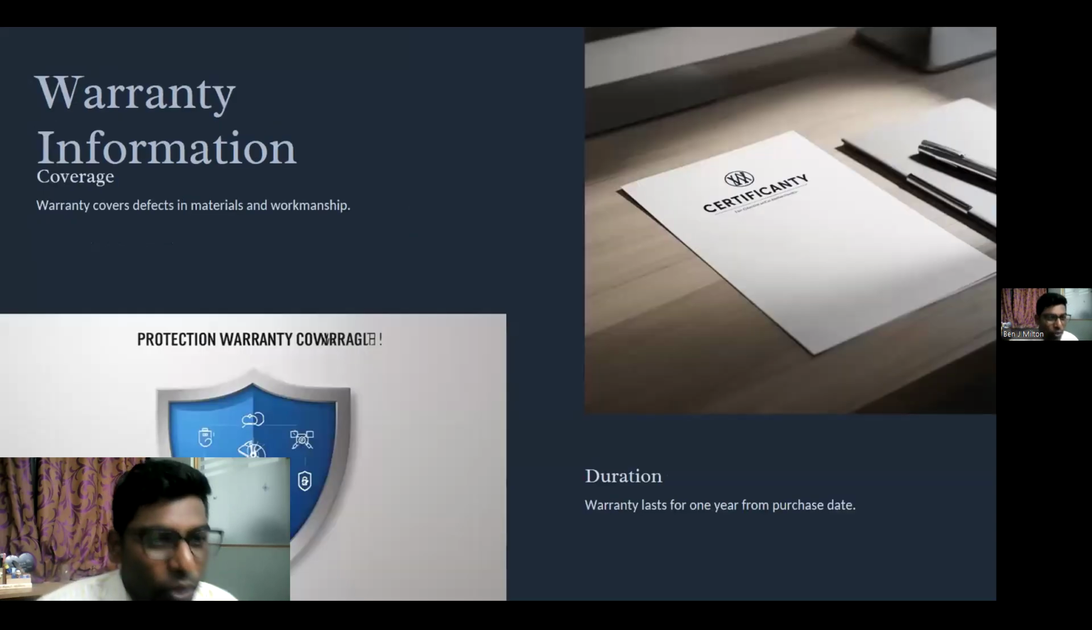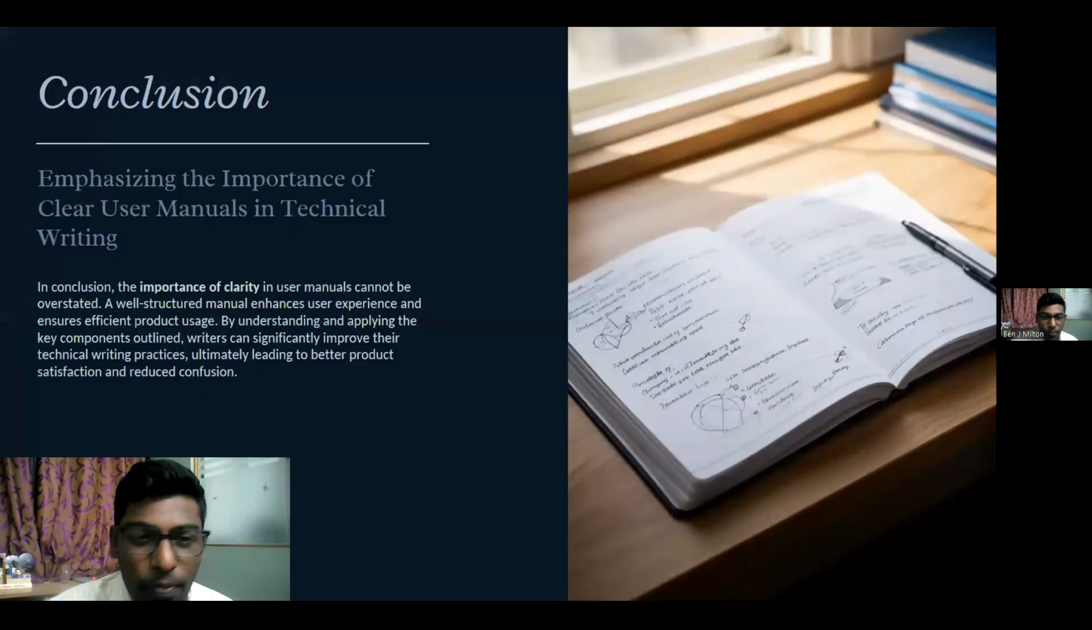Then you also have the warranty information and the coverage mentioned here. It helps you understand how long the product is covered under warranty. Please remember that in general terms, a warranty lasts for 1 year from the purchase date. That is something they tend to look into.